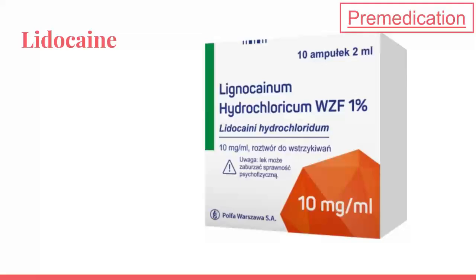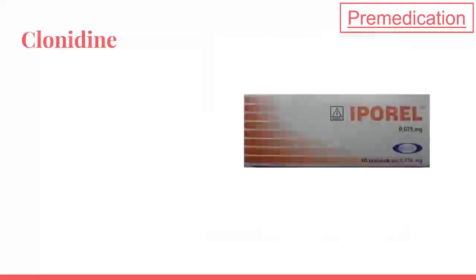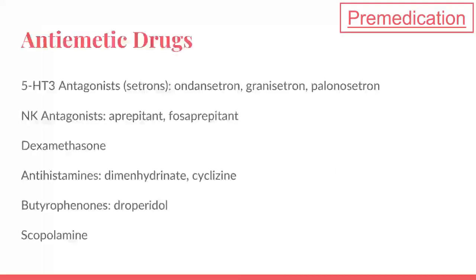Therefore, we have to use it carefully. Clonidine, as I mentioned earlier, is an alpha-2 receptor agonist. It is a drug particularly often used in functional endoscopic sinus surgery. This is a procedure where we want to maintain low blood pressure. In most surgical procedures, low blood pressure and intraoperative hypotension are avoided.